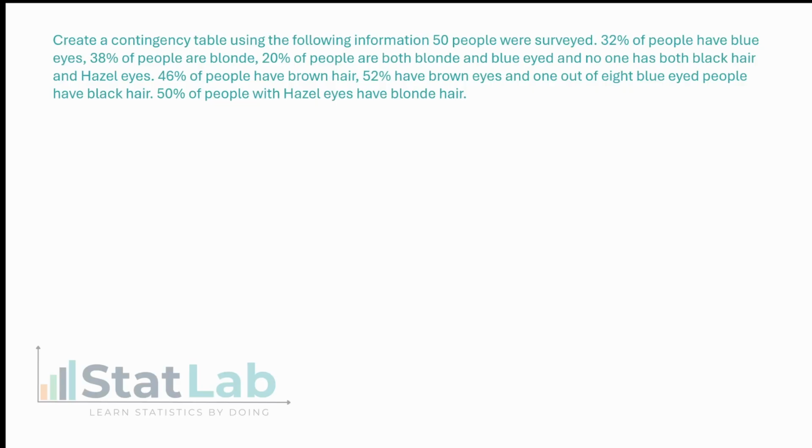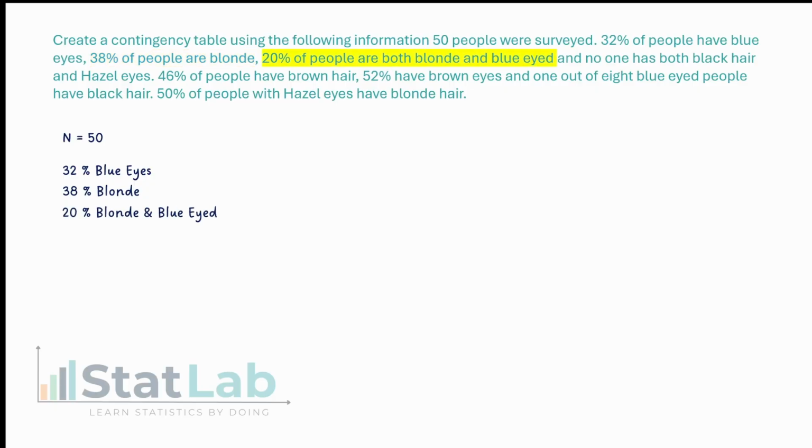So the first fact that we come across that we need is that they surveyed 50 people. So that means our sample size is 50. Now, the next thing is that 32% of people have blue eyes. So we will write down that 32% of people have blue eyes. Next, 38% of people are blonde. 20% of people are both blonde and blue-eyed.